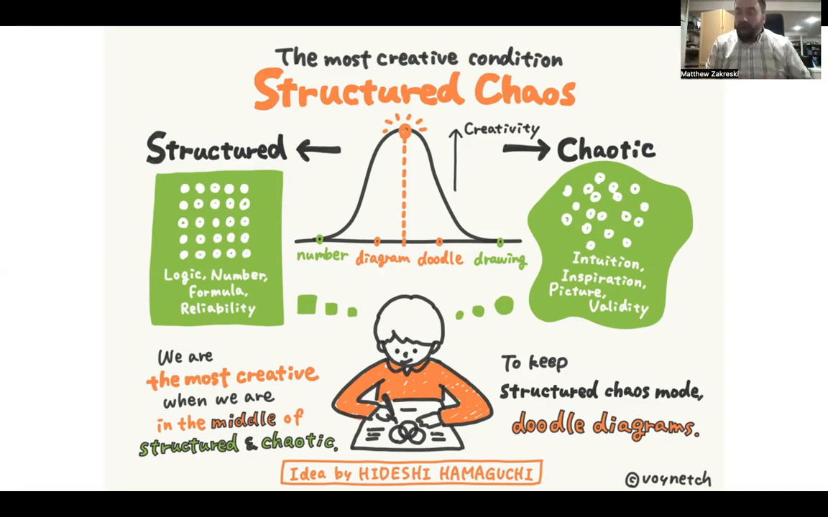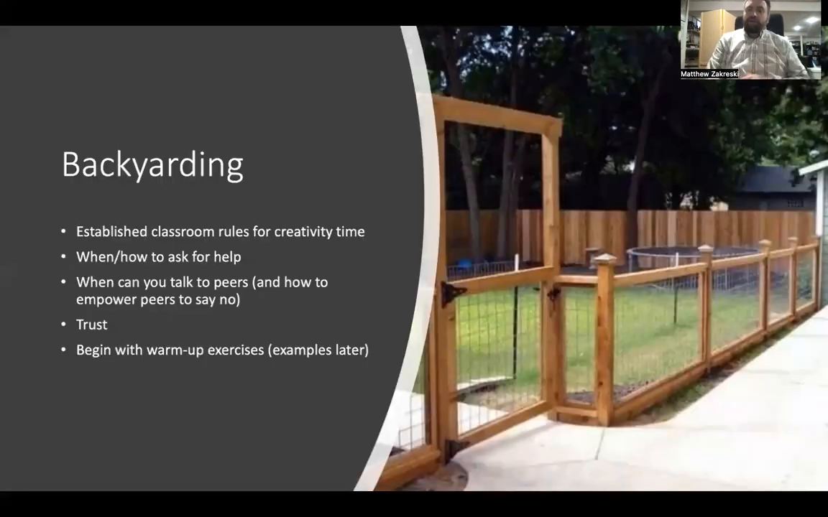Marrying structure and chaos together is actually the best for creativity. If it's too chaotic, we can't be creative. And if we're too structured, we bleed the creativity out of it. So this is where we talk about the concept of backyarding. When I was little and creative and hyperactive and wanted to do all the things all the time, sometimes my mom would send me into the backyard, not to punish me, but to say, you've got a lot of energy, go be creative out there.